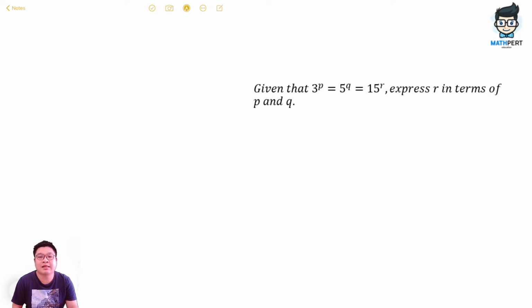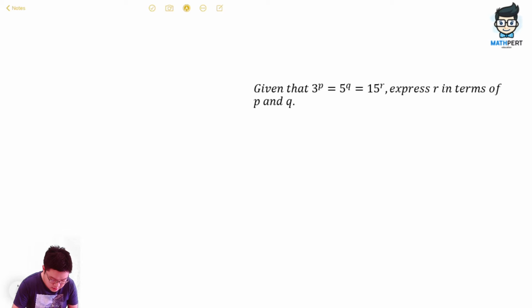Okay, yesterday night a student DM me these questions and asked me how to solve it. So I decided to make this video so that everyone knows how to solve this kind of questions. So the question is, given that 3 power p equals to 5 power q equals to 15 power r. So we are asked to express r in terms of p and q.